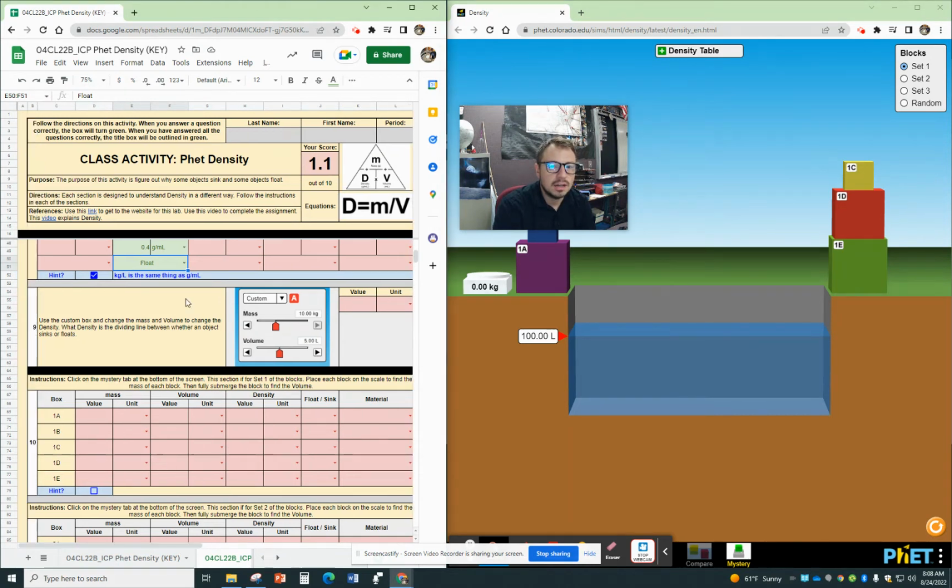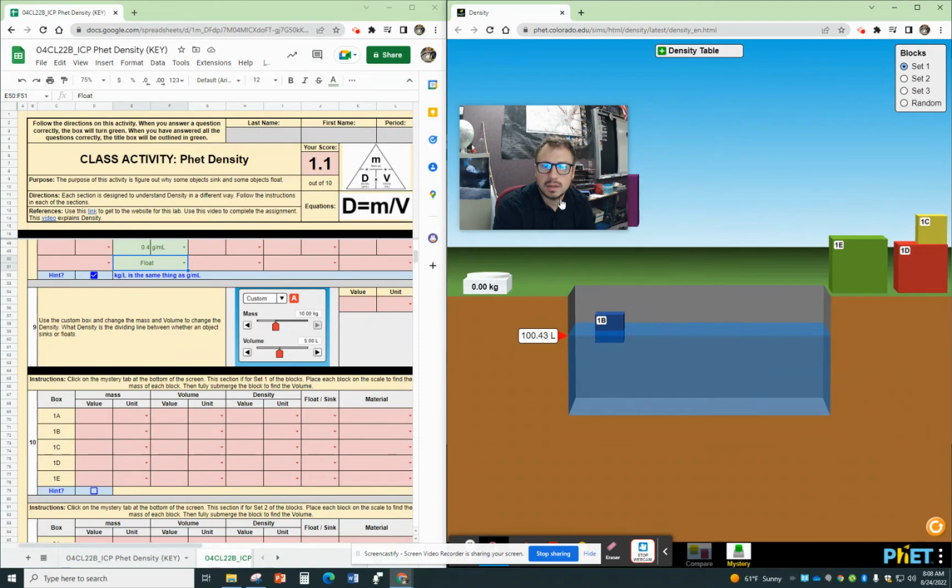So I'll go ahead and do box 1A. Actually, you know what? I will do 1B because it does float, and that is a tricky one. So we'll do 1B. What I do is come up here, and I need to find the mass. So I place it on that scale. It says 0.4 kilograms.